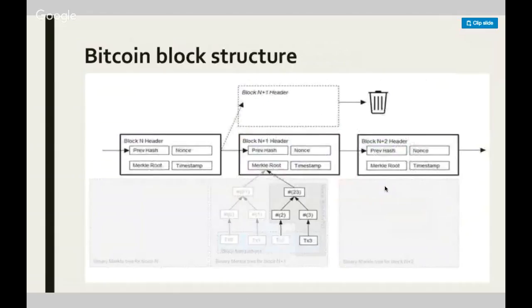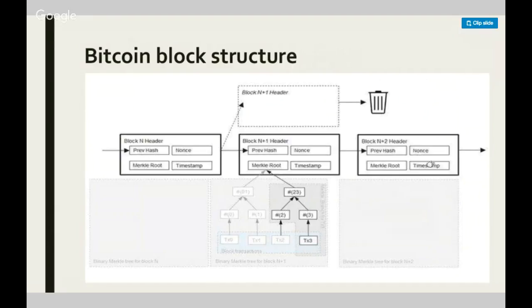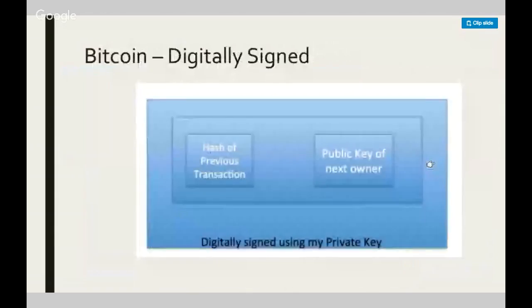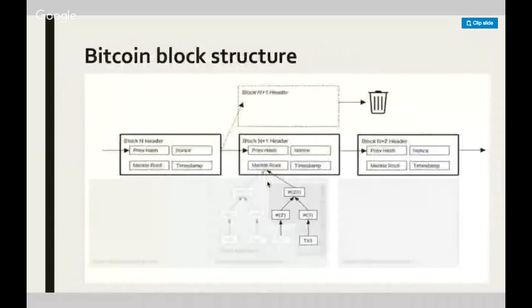Okay, now coming to Bitcoin. Just to give an idea how a Bitcoin blockchain looks like, here you have a set of 3 blocks. Let me explain a typical hash. What a typical Bitcoin transaction would have is a hash to the previous transaction, the public key of the next owner, and also any amount that is to be exchanged. That would be a typical transaction. And that would be in a block.